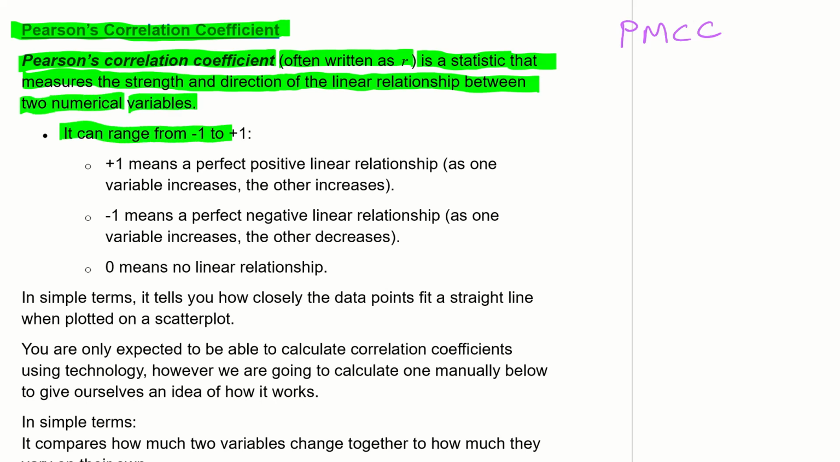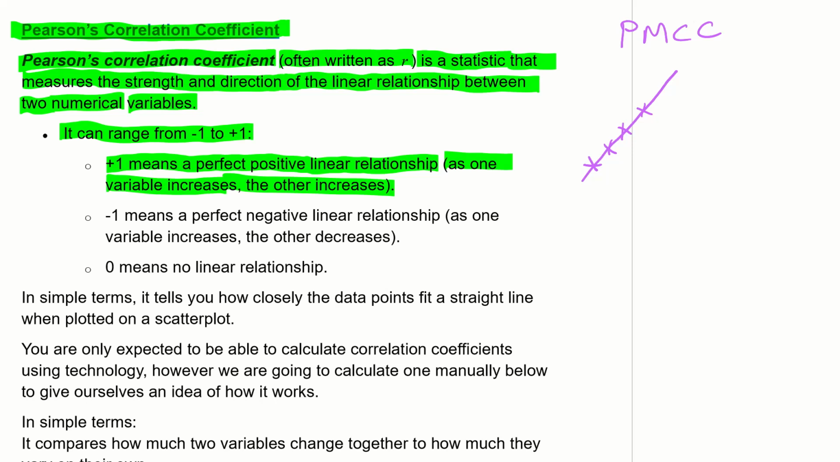It can range from -1 to +1. So you can't have a PMCC which is less than -1 or one which is more than +1. +1 means a perfect positive linear relationship. As one variable increases, the other increases, always by the same amount with a +1. And as we've seen in the past, that means that your data would line up exactly along a straight line.